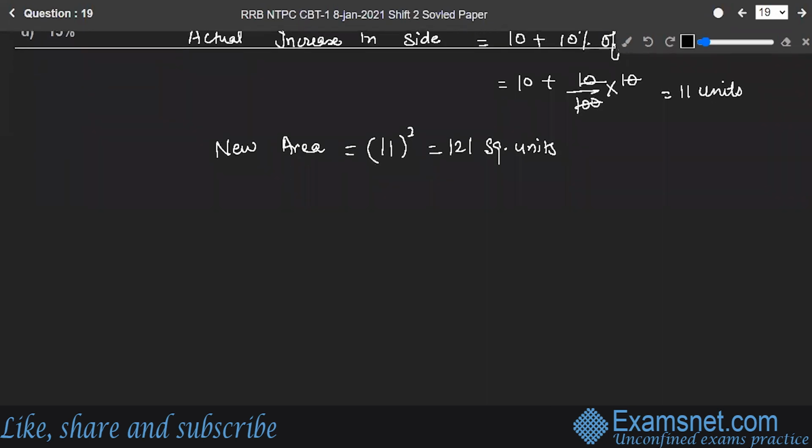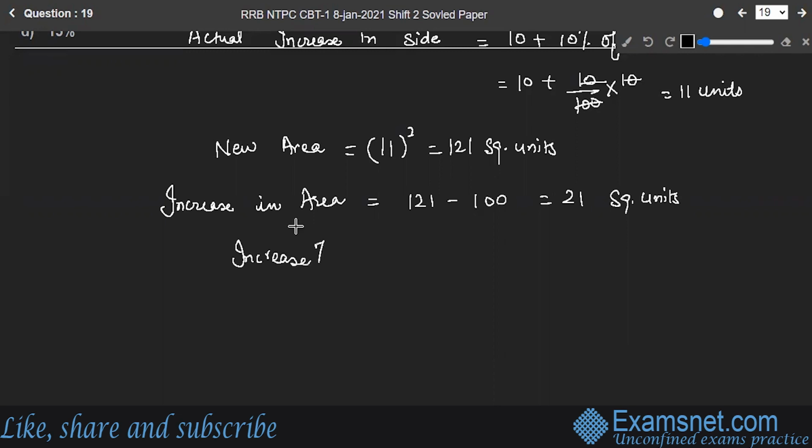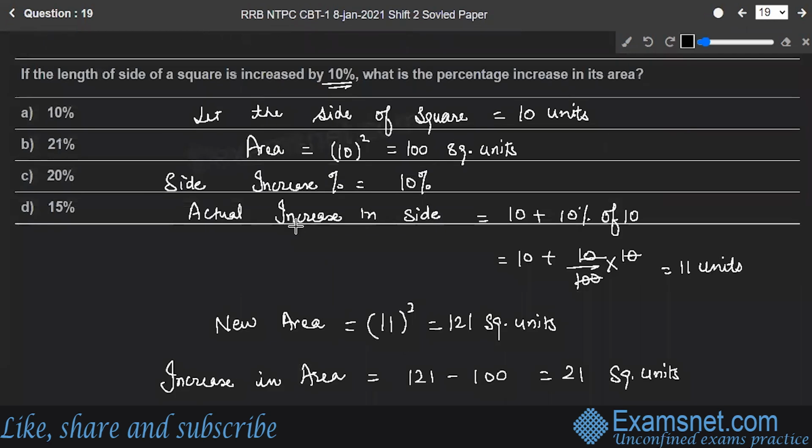So how much is the increase in area? 121 minus 100, which is equal to 21 square units. Increase percentage: 21 upon 100 into 100, which is 21%. So there is a 21% increase in the area. Option B is the correct answer to the question.